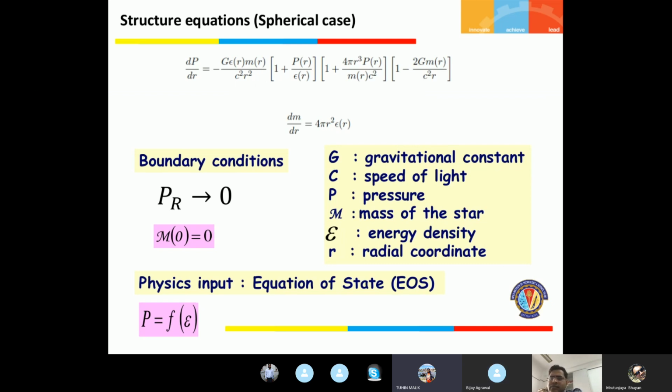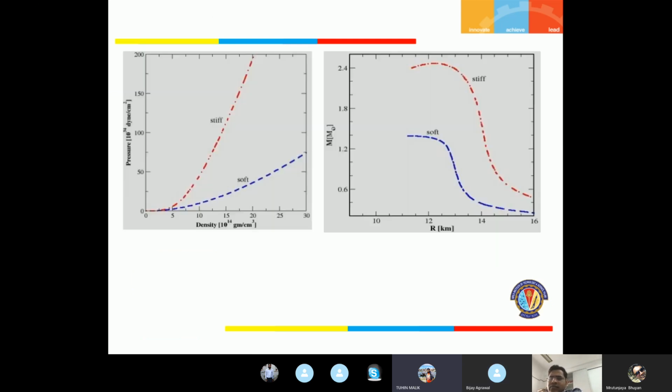And from there, in the equation of state, you can see that there are two terminologies: a soft equation of state and a stiff equation of state. With respect to the mass density and the energy density, if the pressure is stiffer, then you get a very high mass-radius, and if the pressure is soft, you get a low mass-radius. This equation of state is the key input to calculate the structure of neutron stars.